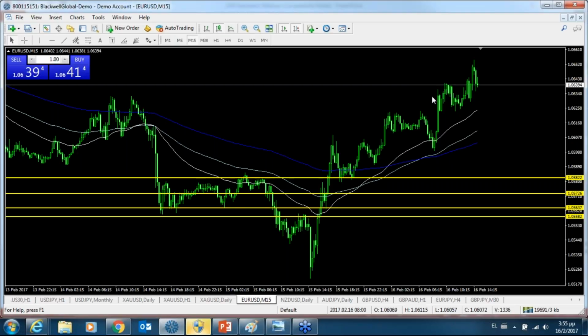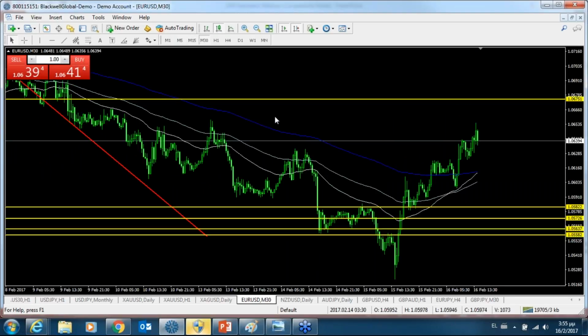So this is on the upward momentum, bullishness as well on the 15 minutes. What about the 30 minutes? The same, and it's further away.